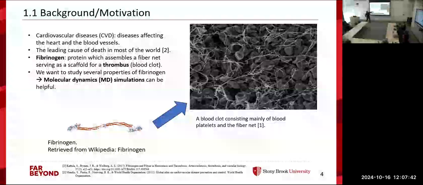So as you can see in the diagram over there, you have this net. These are the proteins that are assembled together, and then either blood platelets or red blood cells go there and they form a clot. So we want to study this scaffold formation, this net formation. We want to see the properties of the molecule and so on. To do that, we can use MD simulations.